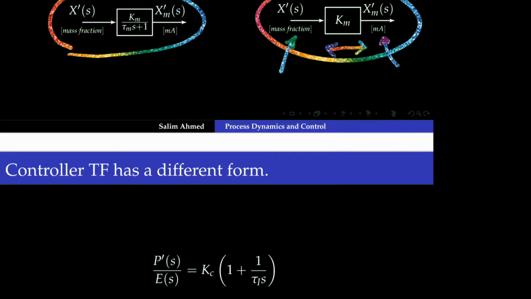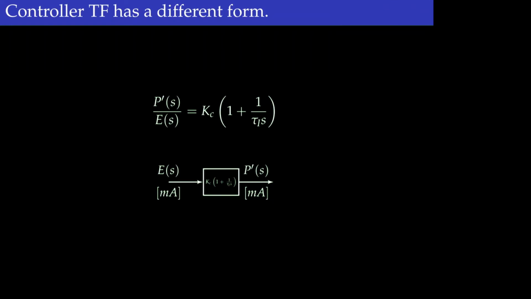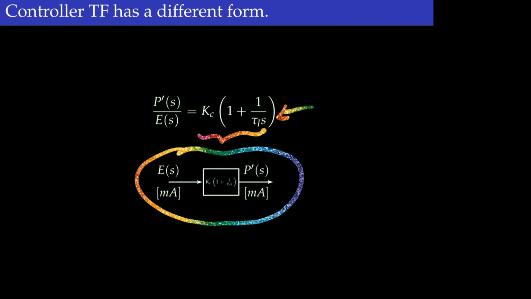Now, if we look at the controller, the controller may have different forms. It can be a proportional only controller. It can be a PI controller, PID controller. So if it's a PI controller, its dynamics can be represented by this transfer function, and in the block diagram form, we'll have this relation. Now, this error signal will be coming as a current signal. Also, the controller output is typically a current signal. Okay, but there will be a transfer function between this error signal and the controller output signal or the input signal to the process.